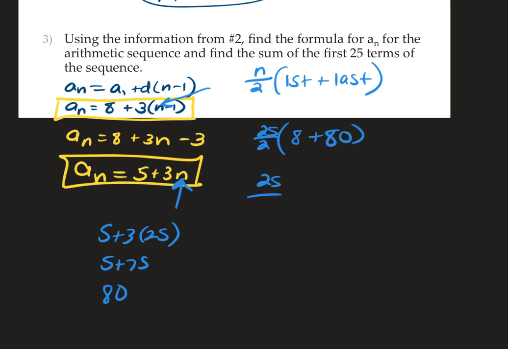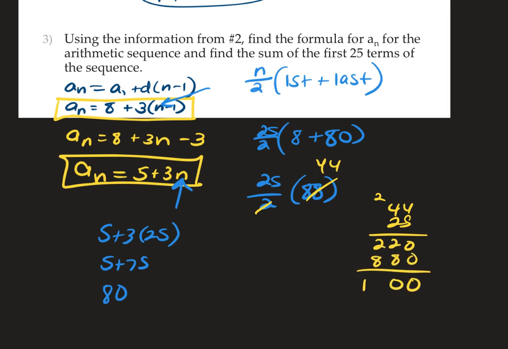So I get 25 over 2 times 88. And then 2 goes into 88 44 times. And I get 44 times 25. 1100. Okay, so first one, either of those answers I would have taken. Second one, 1100. Questions on that one?